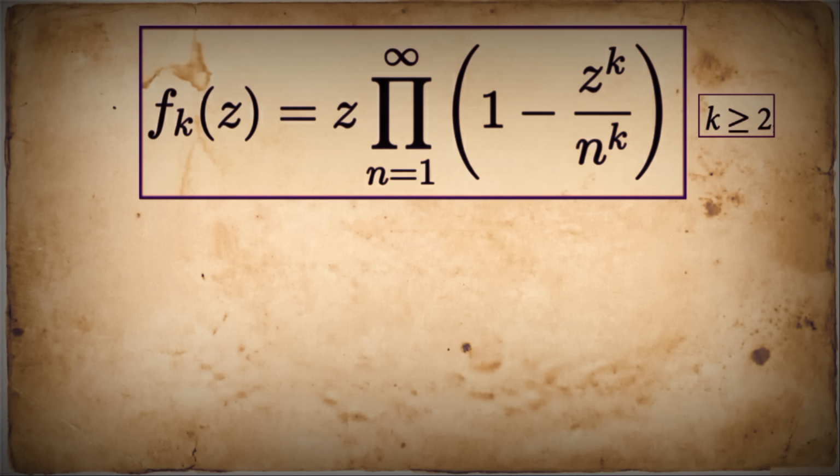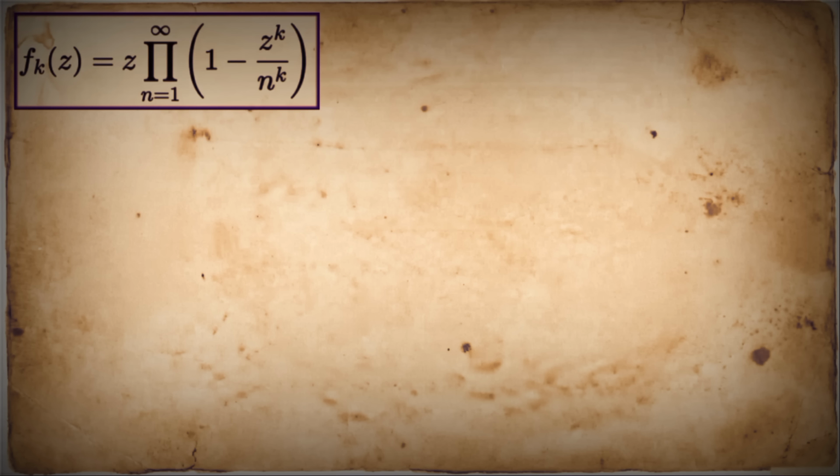For any integer k greater than or equal to 2, define a function by the following infinite product. When k equals 2 and we scale the variable by pi, this recovers Euler's product for sine. When k equals 3, it defines a new function with a different set of zeros arranged in a triangular pattern in the complex plane, and so on for each k.